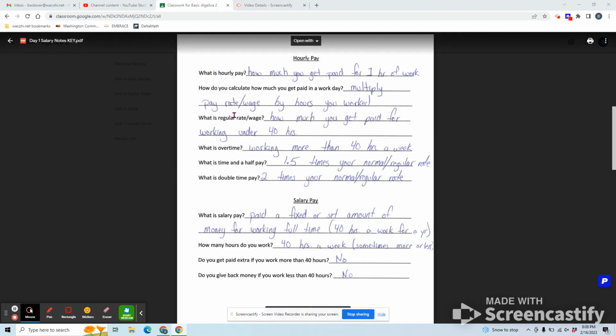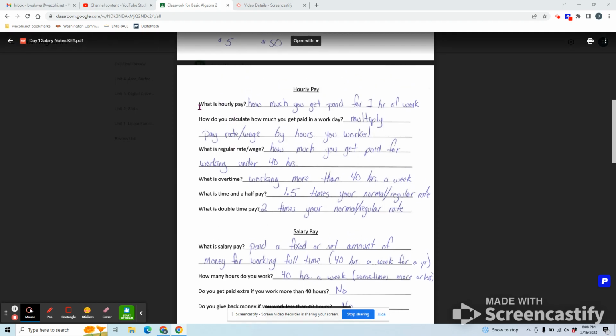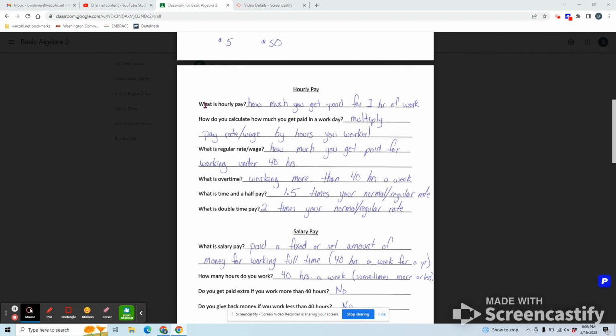What is hourly pay? Well, that's how much you get paid for 1 hour of work. How do you calculate how much you get paid in a day? You multiply your pay rate or your pay wage by the hours you worked. What is regular rate or your regular wage? That's how much you get paid for working under 40 hours. So if you get paid $10 an hour, your regular wage is $10. That's your rate.